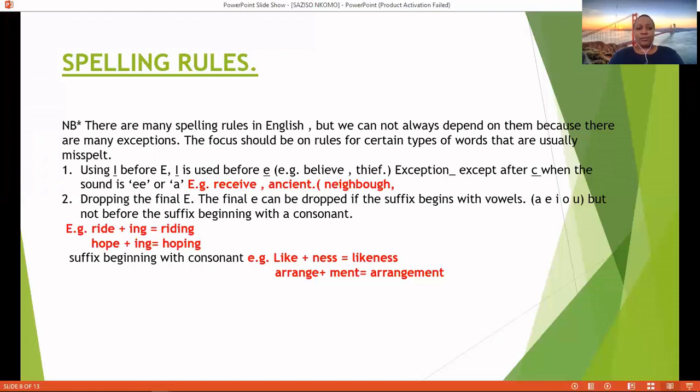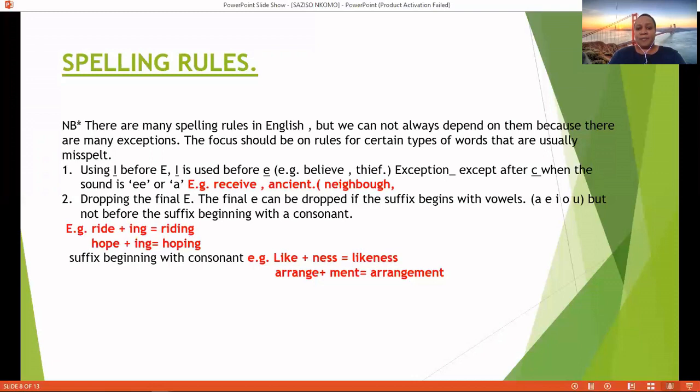Right, number 2, dropping the final E. Dropping the final E, that is the letter E. The final E can be dropped if the suffix begins with a vowel. We know our vowels there. I've put them in brackets for you there. You can see them. But not before the suffix beginning with a consonant. So the final E will only drop if our suffix begins with a vowel. But if it's beginning with a consonant, no, it will not drop. Right, let's look at examples there. We have ride, the word ride.